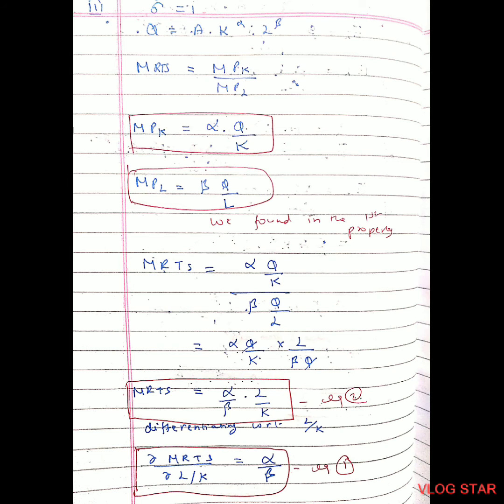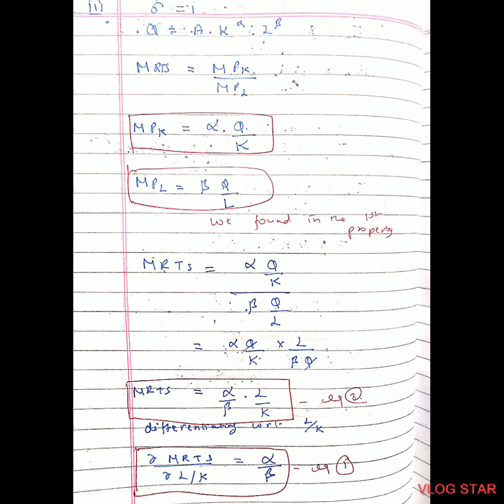We are given the production function Q is equal to A K to the power alpha L to the power beta, and as we know, the slope is calculated by MRTS, that is marginal rate of technical substitution, and the formula for MRTS is MPK divided by MPL, and the formula for MPK is equal to alpha Q upon K, MPL is equal to beta Q upon L. We proved this in the first property. So now we can put the values of MPK and MPL in the formula of MRTS.